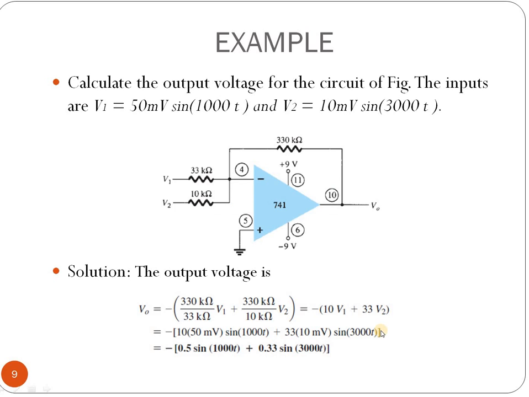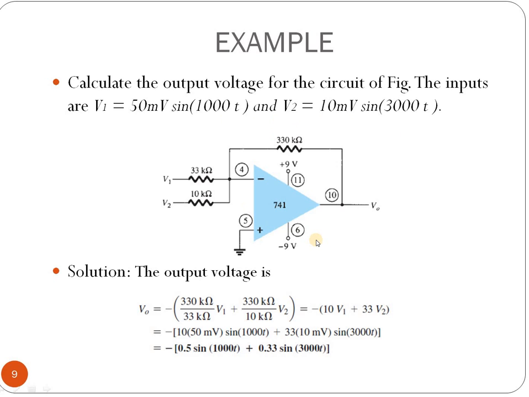So for example, with the summing voltage, calculate the output voltage for the circuit of the figure. One circuit is shown here with the connection diagrams and all the values. The inputs are V1 equals 50 millivolts sine 1000t and V2 is 10 millivolts sine 3000t. So V1 and V2 are given, and both are AC signals. So we need to calculate with the AC signal definitely.